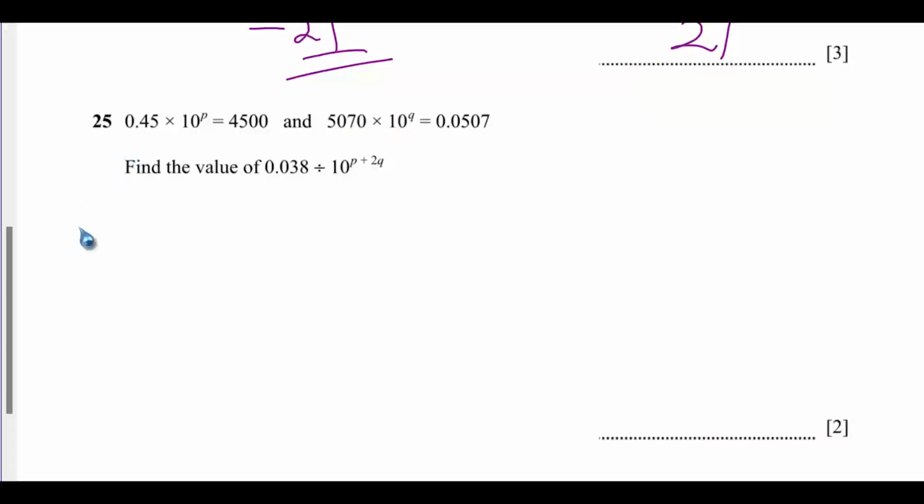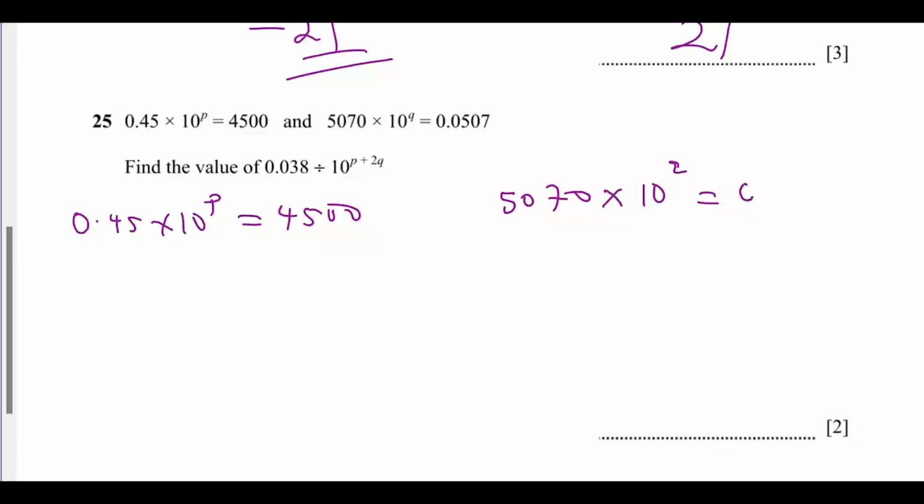So here we have 0.45 times 10 to the power of P to be equals to 4,500. And we have the second one, 5070 multiplied by 10 to the power of Q to be equals to 0.0507. Don't forget that we are not allowed to use calculator. So here we are asked to find the value of 0.038 divided by 10 to the power of p plus 2q. So we need to firstly find the values of p and q respectively.